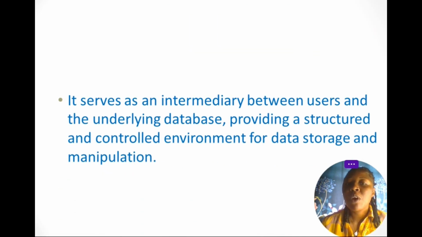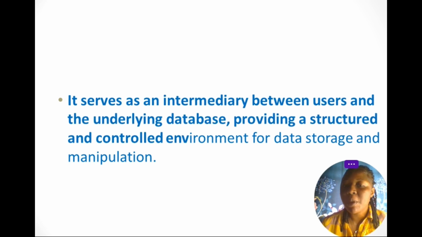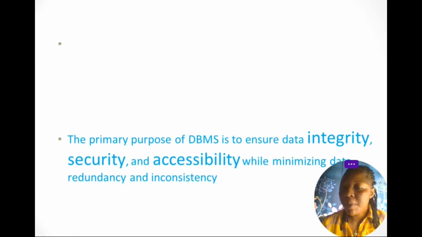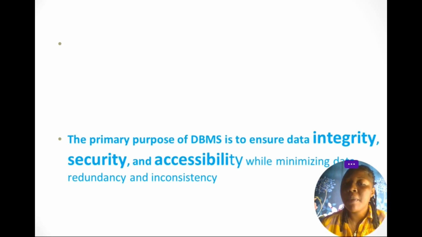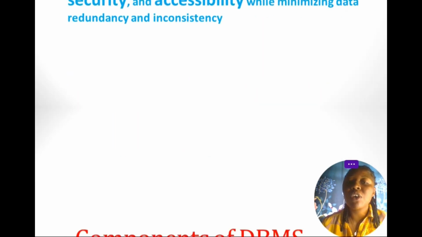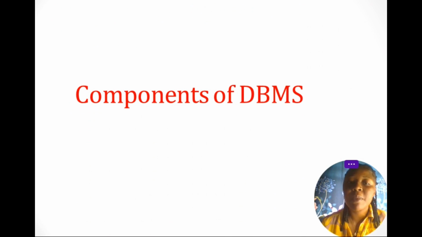You ask yourself, what does database management system help us to do? It serves as an intermediary between users and the underlying database, providing a structured and controlled environment for data storage and manipulation. What's the primary purpose of using the database management system? The primary purpose of using DBMS is to ensure data integrity, data security, and data accessibility while minimizing data redundancy and inconsistency.